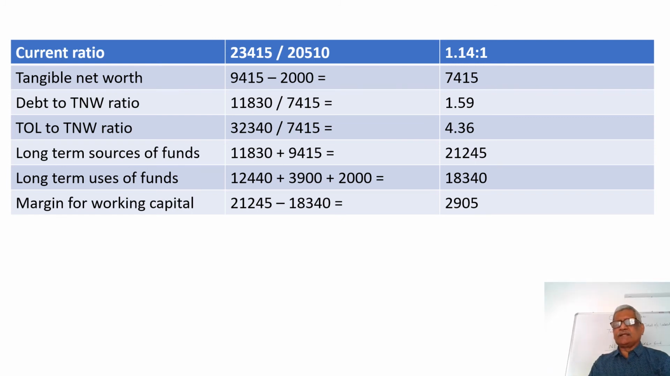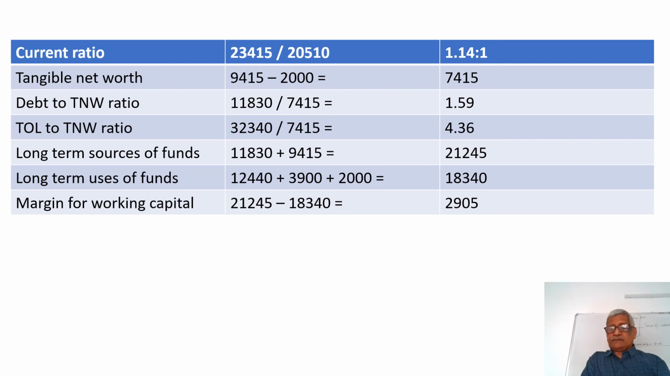Next is debt to TNW. First we will have to find out the tangible net worth. Tangible net worth is the net worth minus intangible assets. This is nothing but the capital, reserve and surplus minus intangible assets. Because for a banker, the intangibles don't have any value. So naturally we remove that to find out the actual strength of the business. Now the tangible net worth comes to 7415.